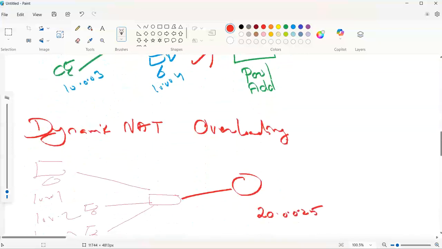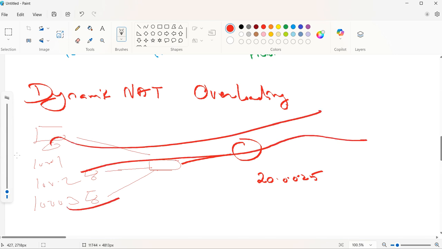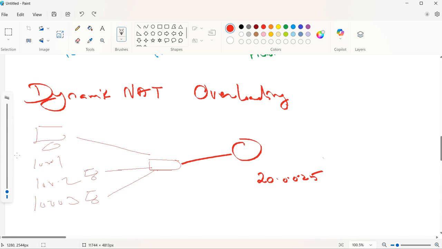How is that possible? One address given to multiple people, and that too all will be simultaneously talking. How is that possible? It is possible when you mix the port number with the address. So dynamic NAT overloading, another word for it is PAT, port address translation.